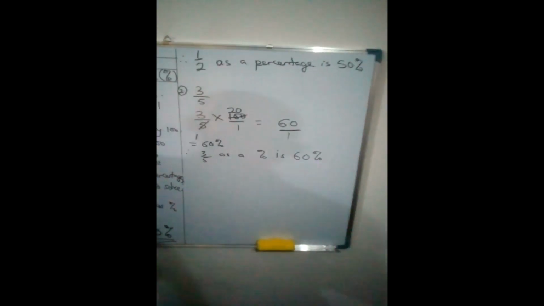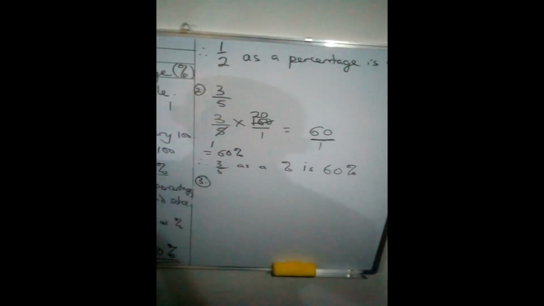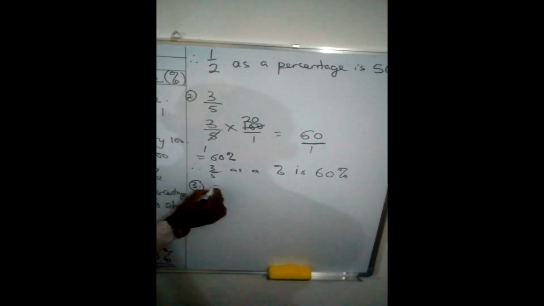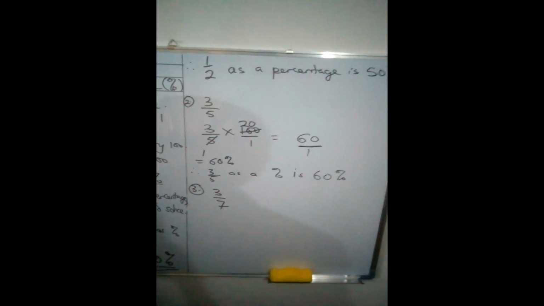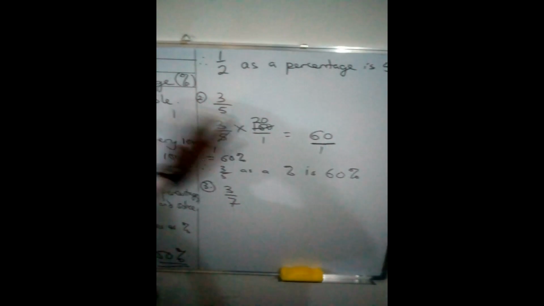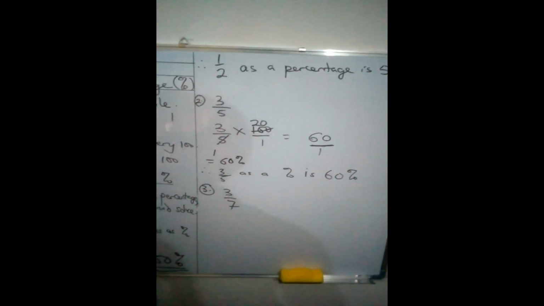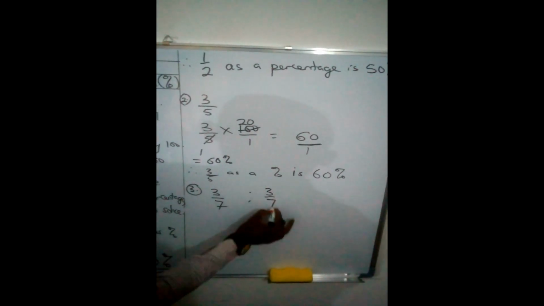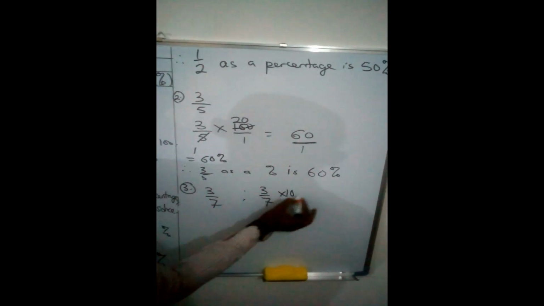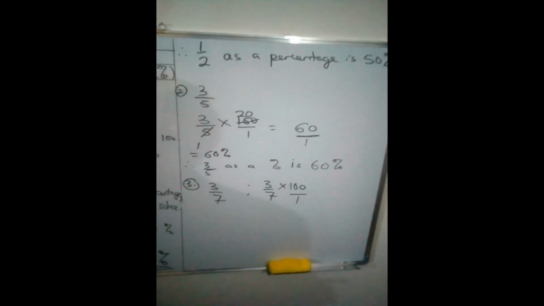60%. Alright, I would still like us to take more examples. For example, when you have something like 3/7 as a percentage, of course, you know this division will not give us a whole number. Our answer will either be a decimal or a mixed number. So all we need to do is multiply this fraction by 100 over 1.